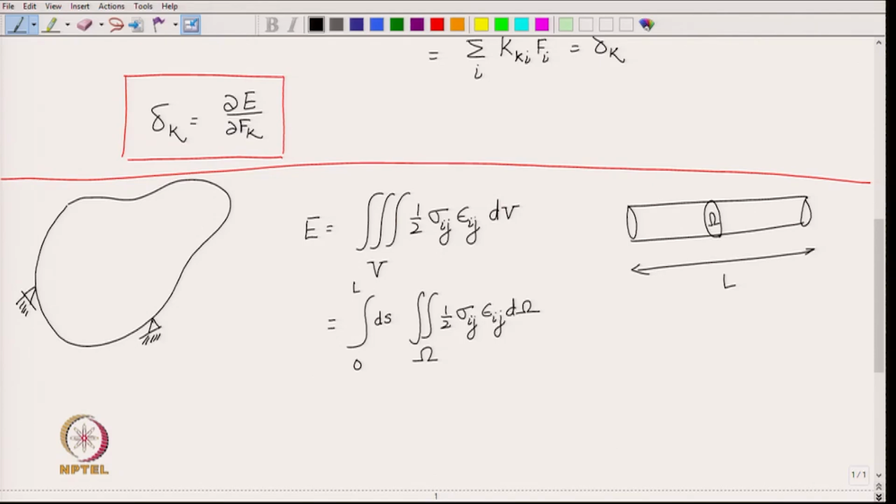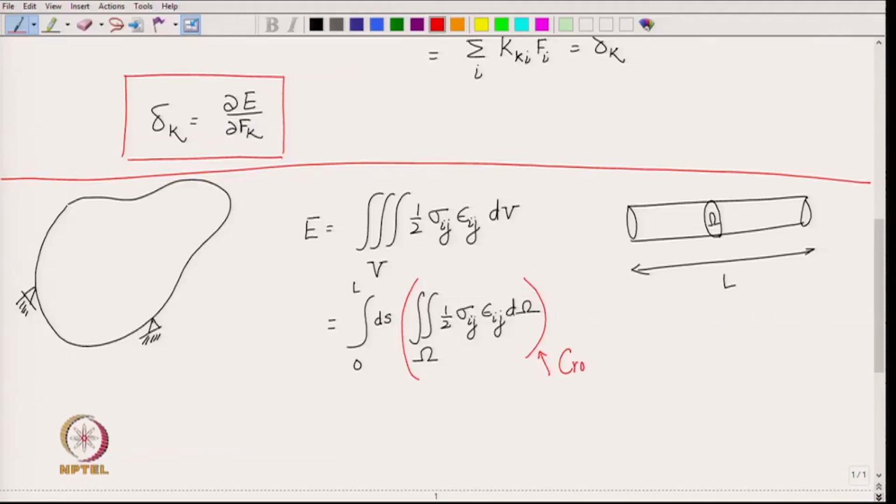Okay. So, if we split the volume integral into cross sectional integral and line integral, then we indeed have an integration over the length of the beam of this thing, which can be called the cross sectional energy, because we are integrating over the cross section the 3-dimensional strain energy density. So, this is cross sectional strain energy.